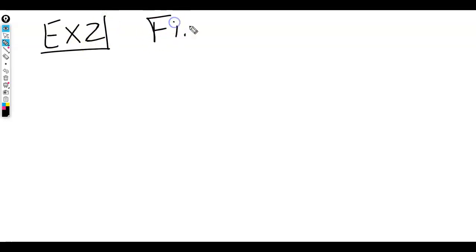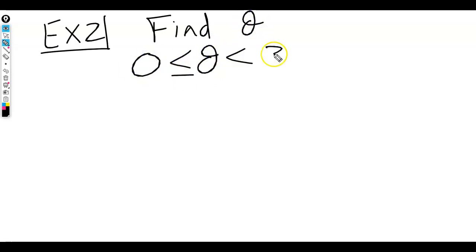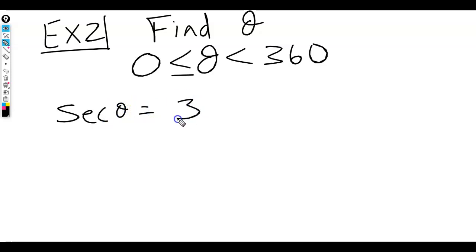Example 2, we're doing the same thing. I still want to find answers theta, where theta is between 0 and 360. That's not going to change all day today. I'm just going to keep that the same every time. But what is going to be different is that instead of dealing with cosine, I'm going to deal with secant. So let's say I have secant equals 3.